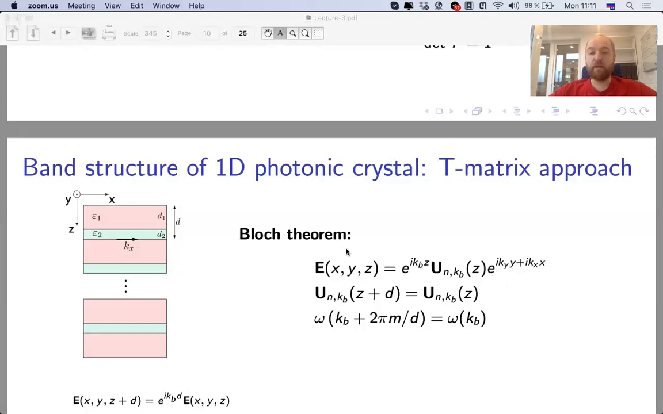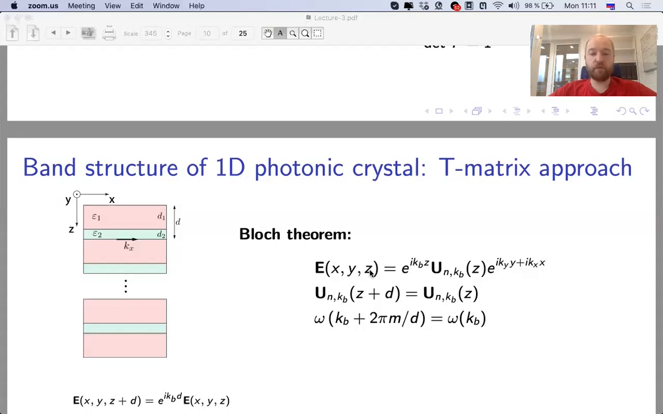Okay, and because we have translation symmetry along the x and y directions, I can write i ky y and i kx x here, just because of translation symmetry. Okay, this is my so-called ansatz.